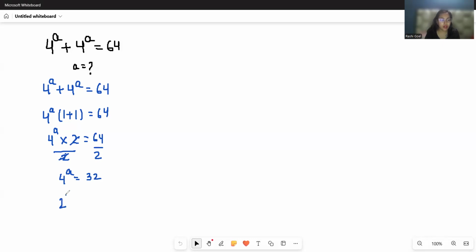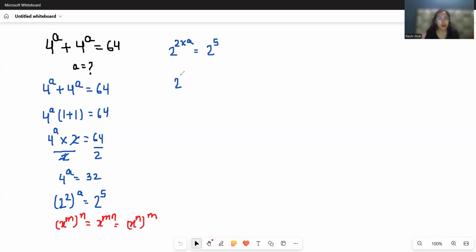Now 4 I can write as 2 squared, whole power a, equals 32, which is 2^5. Now as per the exponent rule, (x^m)^n is equal to x^(mn), or x^(m n). So the left hand side becomes 2^(2 times a) = 2^5. So it becomes 2^(2a) = 2^5.